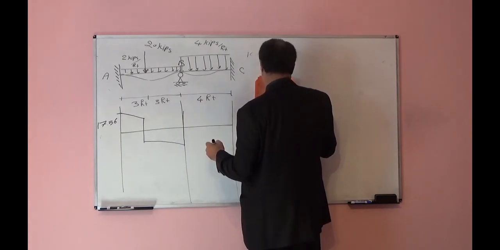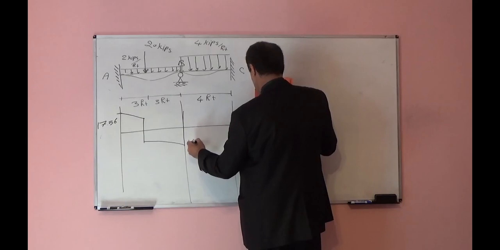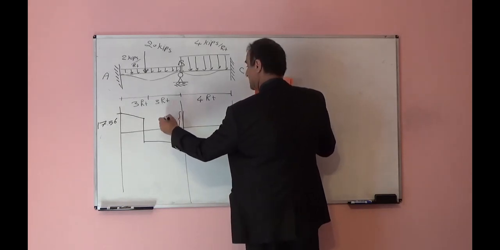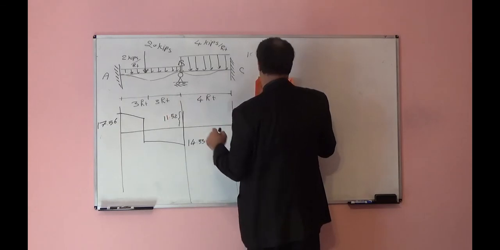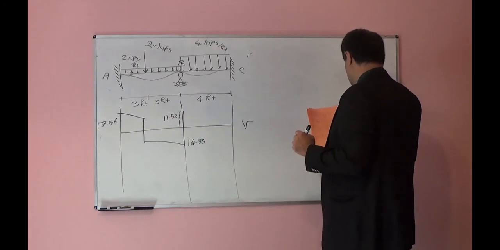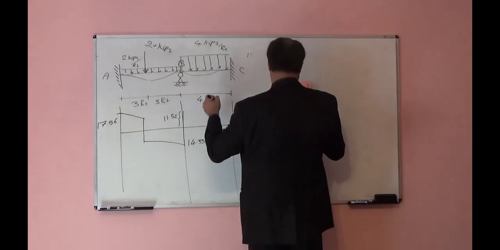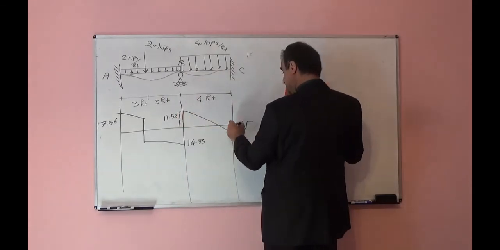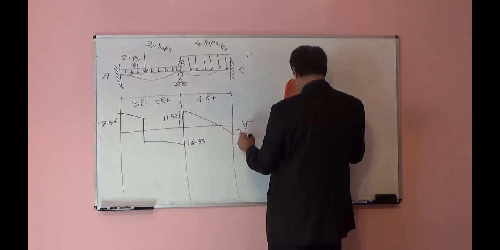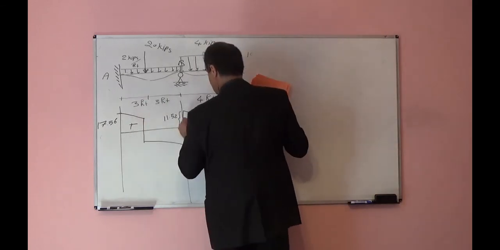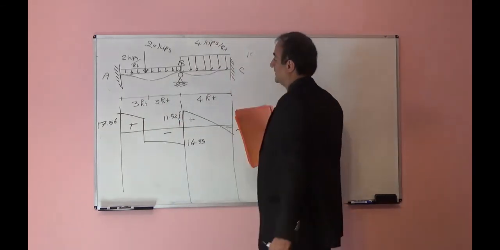If you move up there, this will be 14.33. This side will be 11.52. Then with constant slope again you will move down, and with VC here you will close the diagram, which is 4.47. Positive, positive, negative, negative.